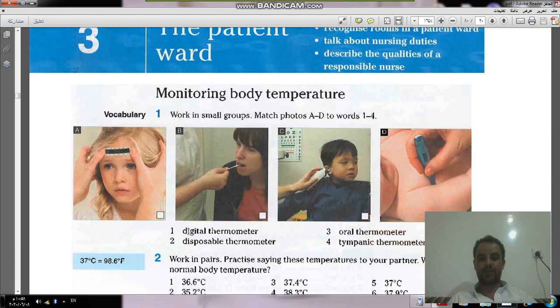See here, number 1, digital thermometer. Now you have pictures and you have numbers. You are going to match the photos to the what? To the words. Okay. Read them first. Number 1, digital thermometer. Number 2, disposable thermometer. Number 3, oral thermometer. And number 4, tympanic thermometer.